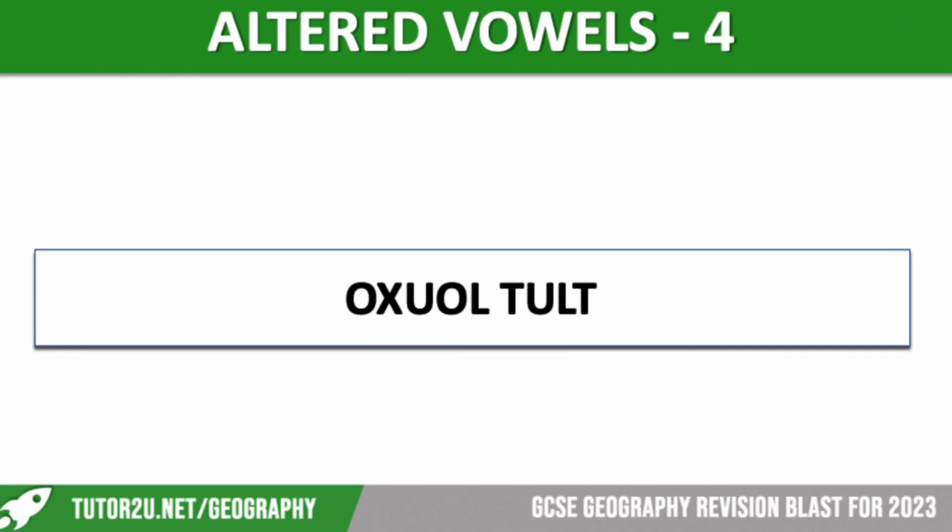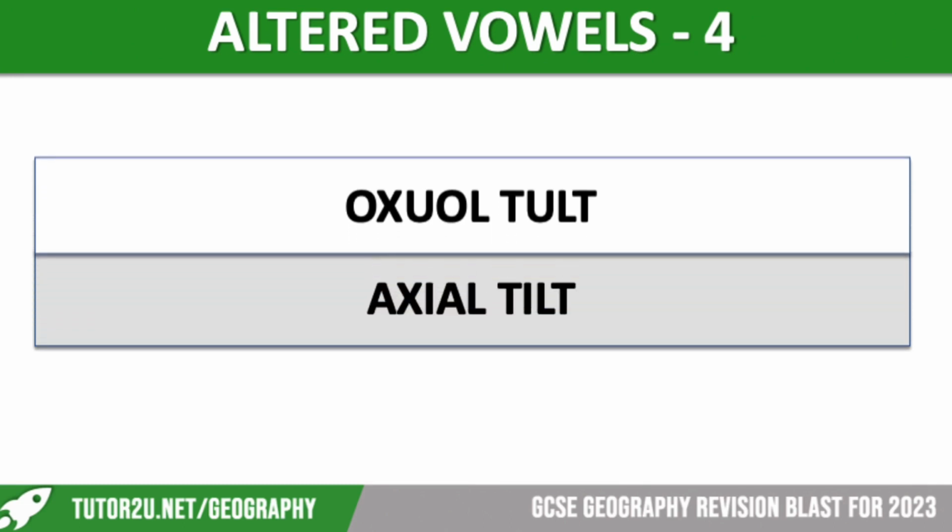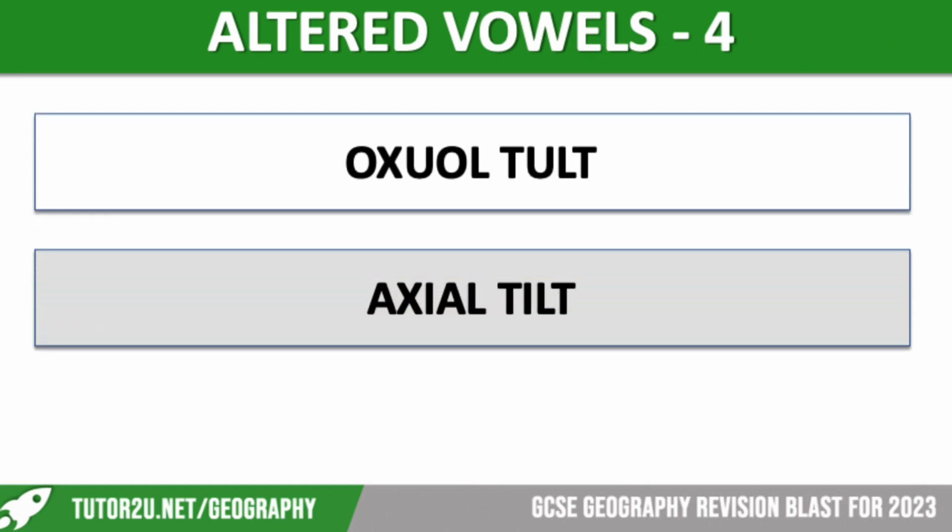So our fourth altered vowel is on the screen. Can we work this one out? Let's reveal. It is axial tilt. Now, this is another one of Milankovitch's cycles. We know that the Earth spins on an axis and this axis is tilted. It's tilted at 23.5 degrees, but over 41,000 years roughly, it will move back and forth between 21.5 and 24.5 degrees, and this will affect the climate.